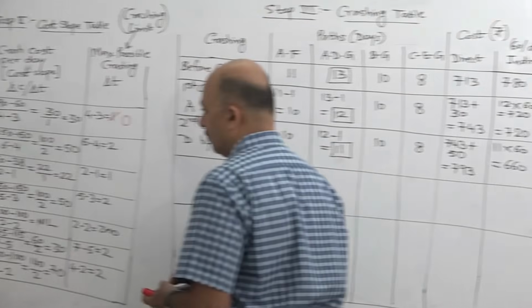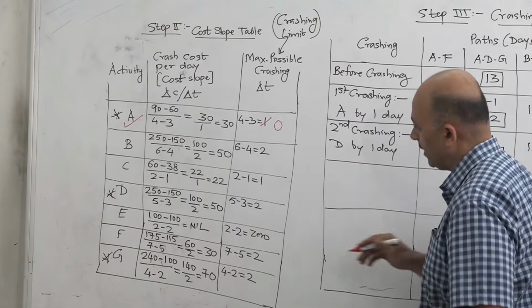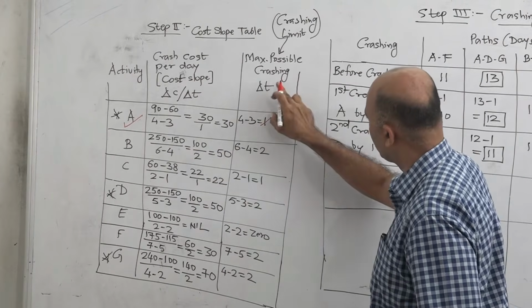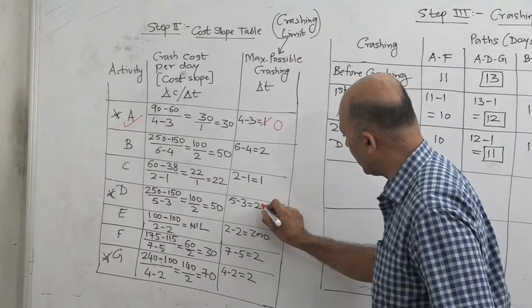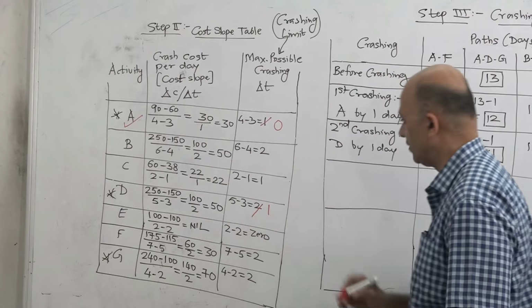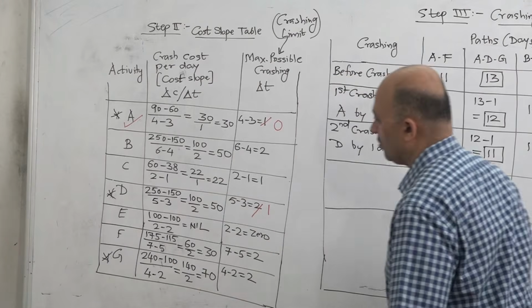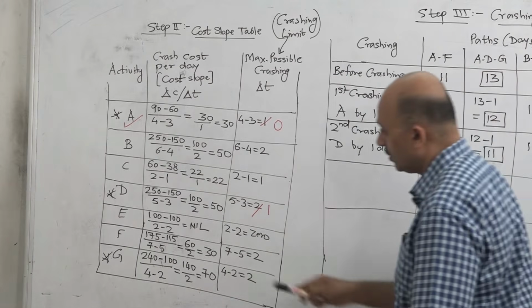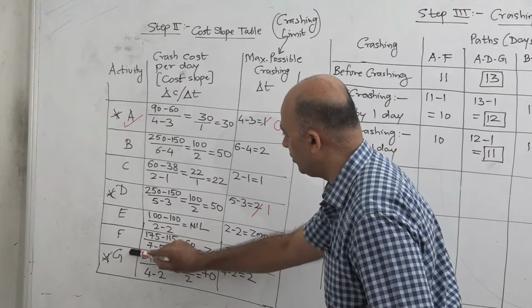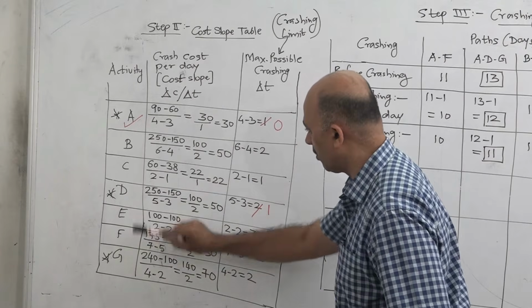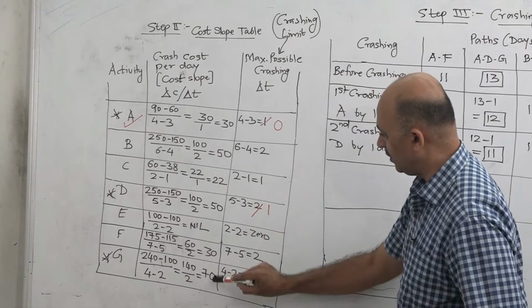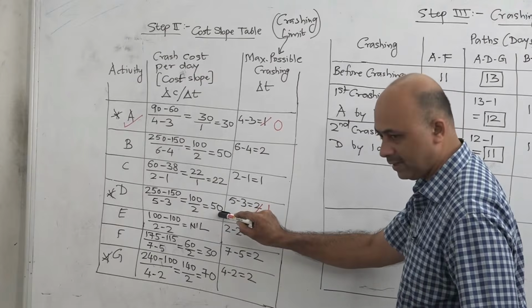Okay, now D, we have done crashing by 1 day. Now see the last column. Maximum crashing possible was 2 days. Out of that 1 day we have done. So now only 1 day remains. Okay, now again we have 2 critical activities. Same principle. For the third crashing, 2 critical activities are there, D and G. So again, whatever is more economical, we will crash. So D is 50, G is 70. So we will crash again D by 1 day.